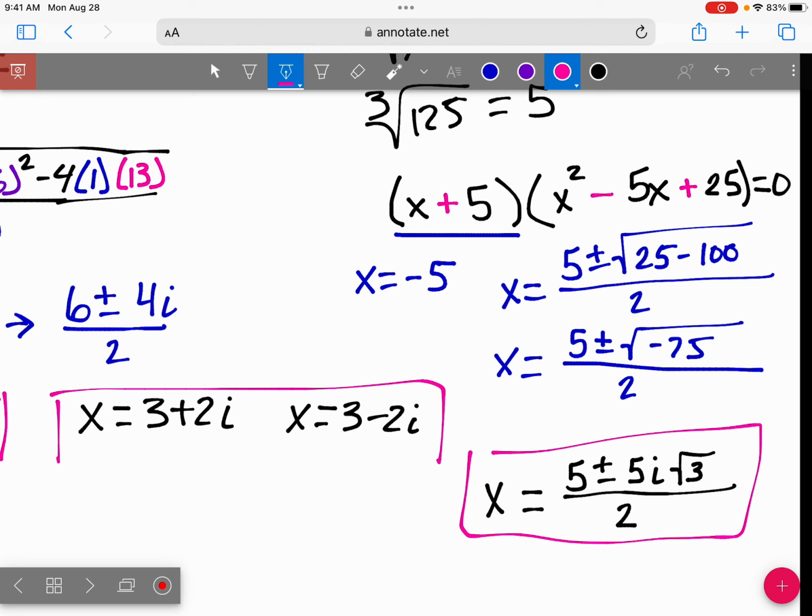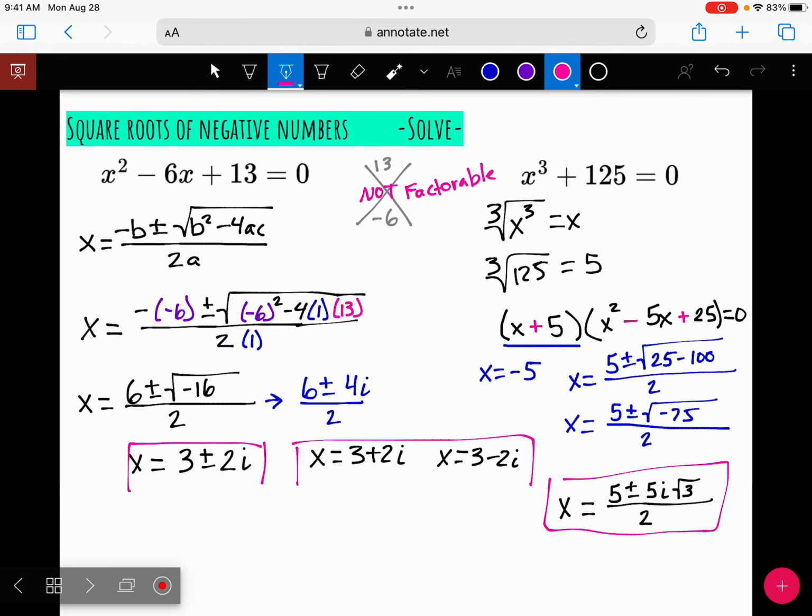Yes. The other solution we have is negative 5. Because if you remember back to when we were talking about number of solutions back in algebra 2, when you have a cubic, we should have 3 solutions. 1, 2, 3. Okay, we got one more.